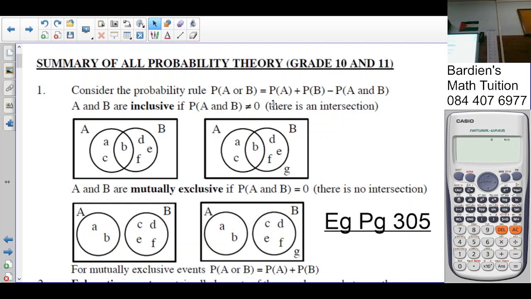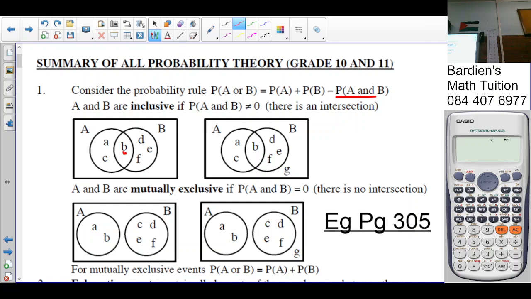Okay. A and B are inclusive if A and B is not equal to 0. Which means to say if A and B is not equal to 0, that means to say there is an element that belongs to A and B. You guys understand? In set A and set B there is an intersection. So this is what they're talking about. This is inclusive. Okay, you see that B is part of set A and B is part of set B. Can you see that? That is why when we take it off by saying the probability of A and B, you're taking one of it off. Okay, so we're taking one of it away because it's in both sets.